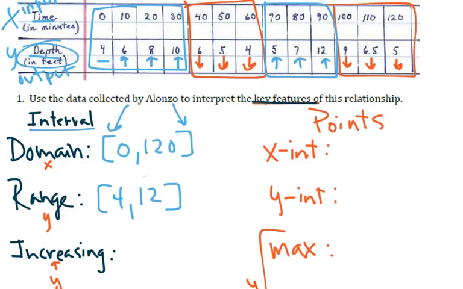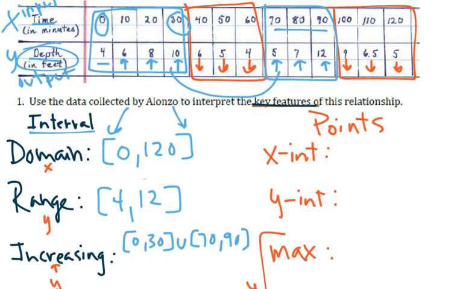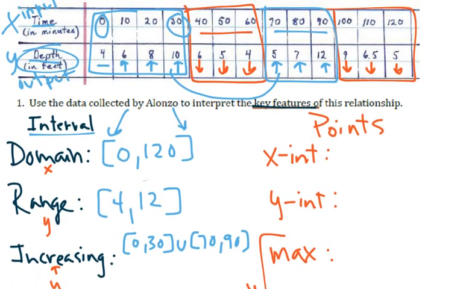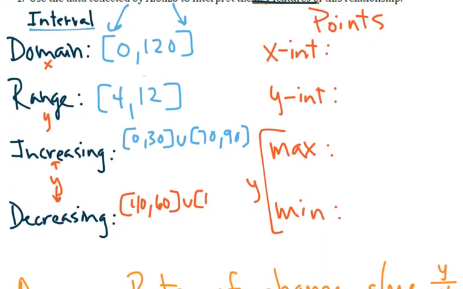Well, we use the x value of our interval notation. So from this x value to this x value, we're increasing. So from 0 to 30, we're increasing. Then we jump and go from 70 to 90. And the way we do this is you put a little u in there and go 70 to 90. That's when we're increasing. So for decreasing, down here, we start at 40, go to 60, then 100 to 120.